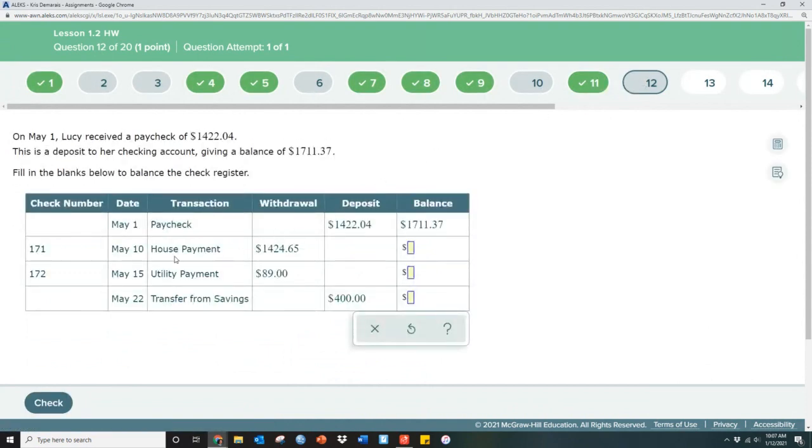All right, I'll leave you with that again. So whenever it's a withdrawal, you just subtract, and then add.